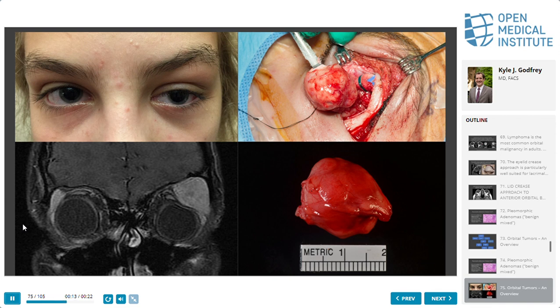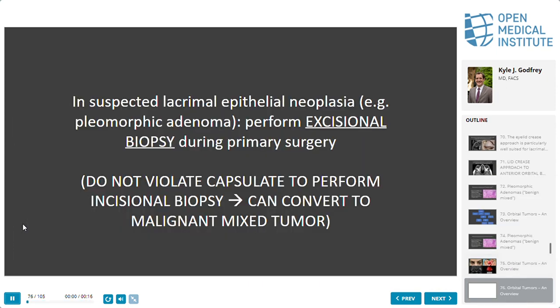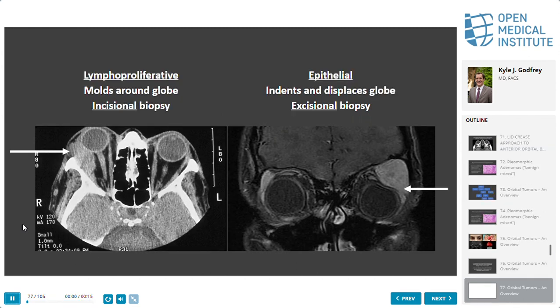And this is one that you really want to go in, this being removed with a cryo probe, but really excising the whole thing in total. We're not violating the capsule, we're removing this as one giant piece. So again, for tests that you may take in the next few days, if you see a lesion that's presenting with epithelial qualities, being slow growth, painless nature, pushing on the globe and displacing the globe, you don't want to violate the capsule. You want to remove these lesions in their entirety. And this is again just contrasting that sort of lymphoproliferative molding versus the epithelial displacement or deformation of the globe.